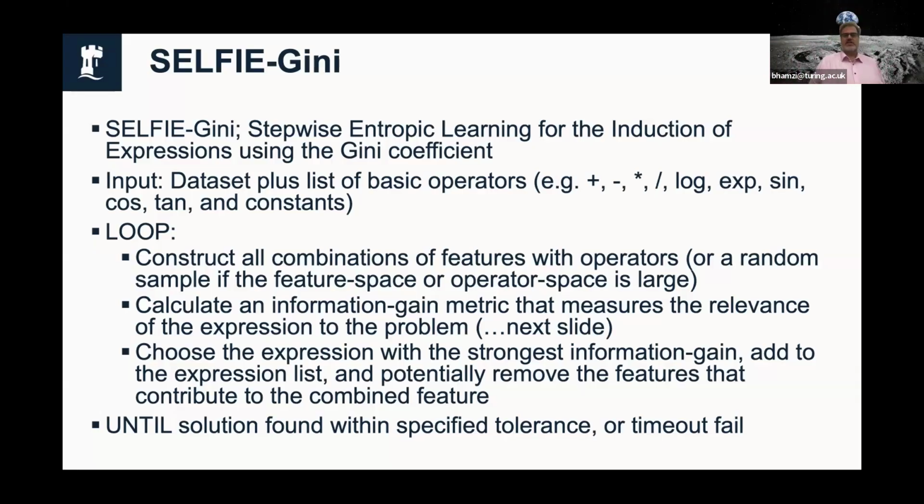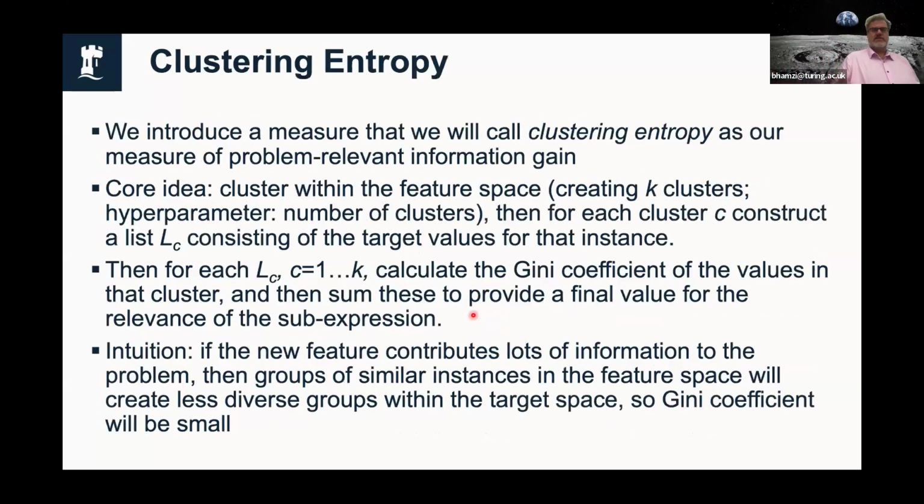So I think the interesting step here is how we do this information gain. I've got something that's quite simplistic and empirical at the moment. I'm keen to talk to people about alternatives to this. So at the moment, we've got what I've been calling clustering entropy. We introduce some measure where we cluster within the feature space. We have a hyperparameter that's a number of clusters. We cluster within the feature space for the features that we have, and then we create a new candidate feature.